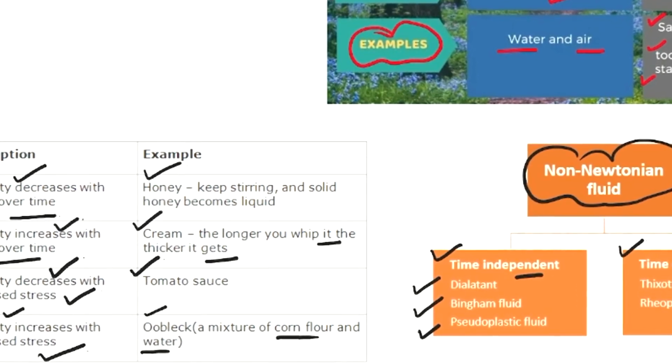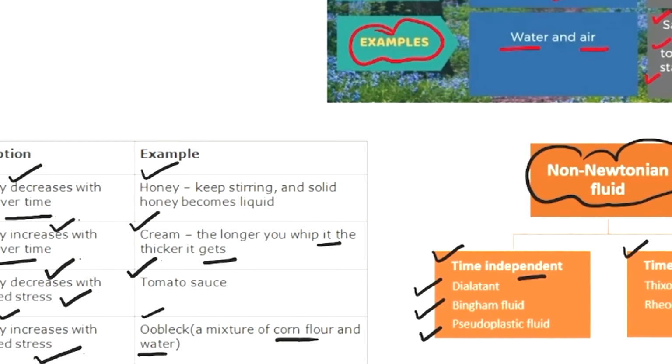So these are some important aspects you should know about Newtonian and non-Newtonian fluids.